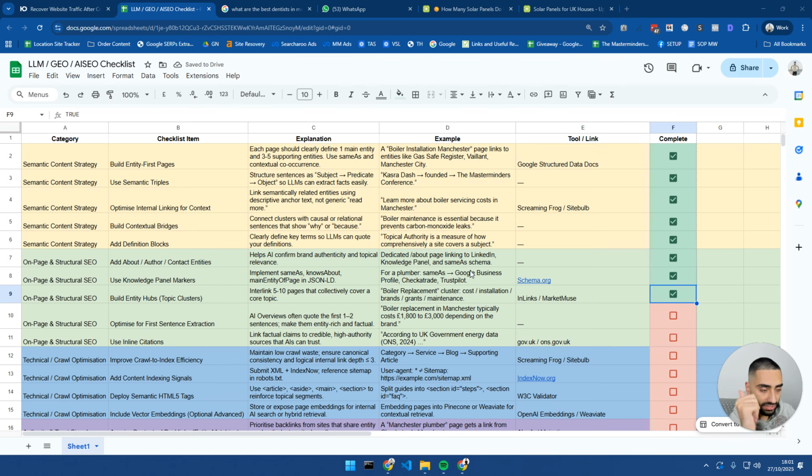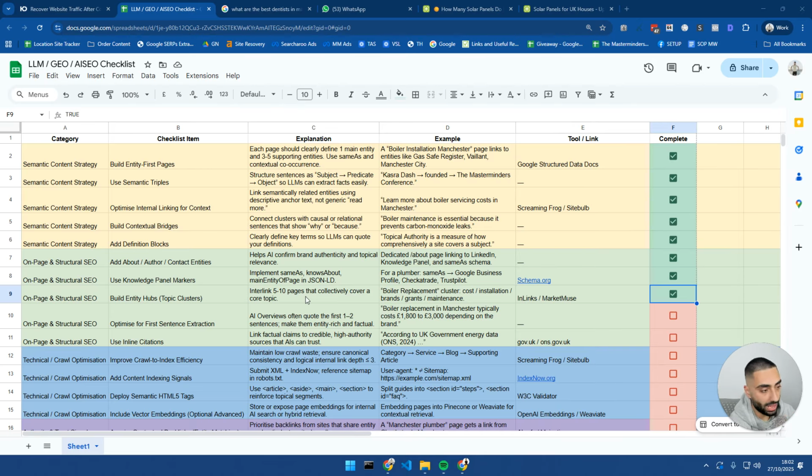Now, the reason why this is important is a lot of people think that they can have one or two pages, one or two blog articles live on their website, and the LLMs will automatically trust them. Now, trust is obviously earned by the amount of articles that you produce, the amount of expertise that you put out on the web.